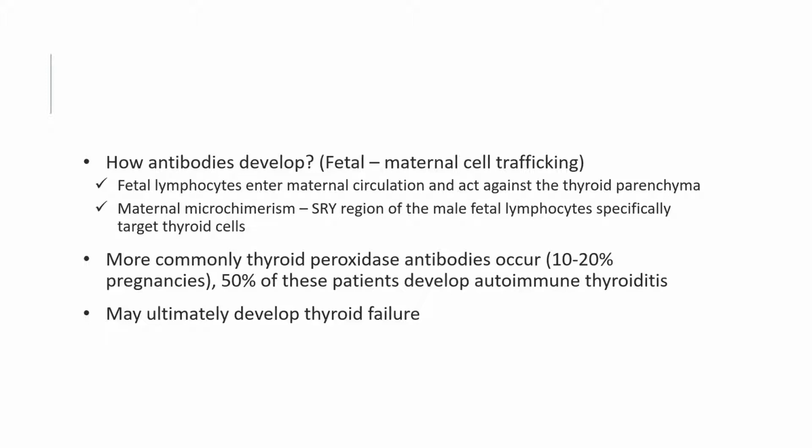More commonly, thyroid peroxidase antibodies occur in 10 to 20% of pregnancies. So anti-TPO antibodies can be detected for the first time in pregnancy. That is 10 to 20%. And 50% of these patients then develop autoimmune thyroiditis. So having an antibody during pregnancy is different from having a thyroid disease, which can be autoimmune thyroid disease during pregnancy. They are two different things.